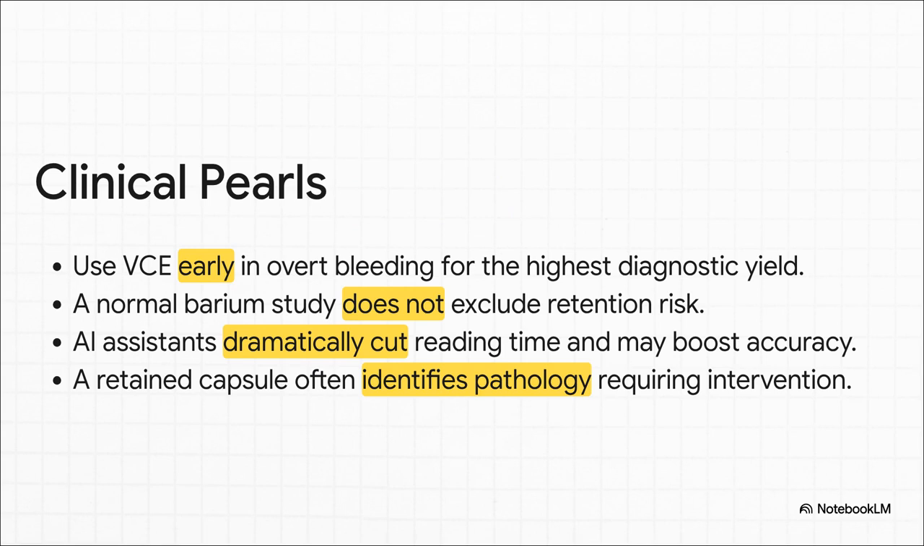First, timing is critical. In a patient with an active overt bleed, use VCE early to get your best shot at a diagnosis. Second, never, and I mean never, get a false sense of security from a normal barium study. It can miss strictures. Third, AI is your friend. It's going to make your life easier. And finally, always remember, a retained capsule isn't a failure. It often means you've found exactly what you were looking for.